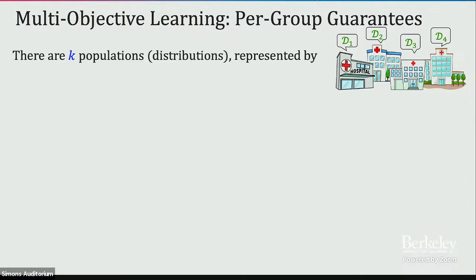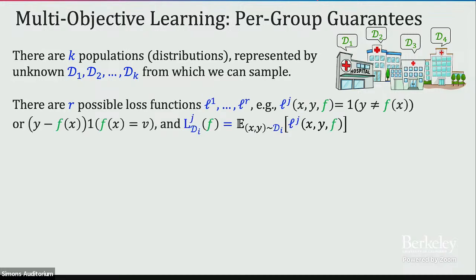So what is multi-objective learning? I'm going to define the following approach to thinking about multiple groups in learning. Think about the setting I was talking about, multiple hospitals, each one has its own distribution. So we have a bunch of distributions, D1 to Dk. And we can sample from these distributions. I can choose D2 and take 10 samples from it. We might also have different objective functions or loss functions, L1 to LR.